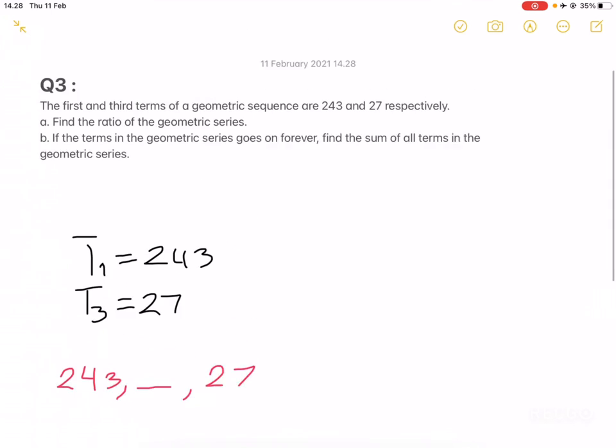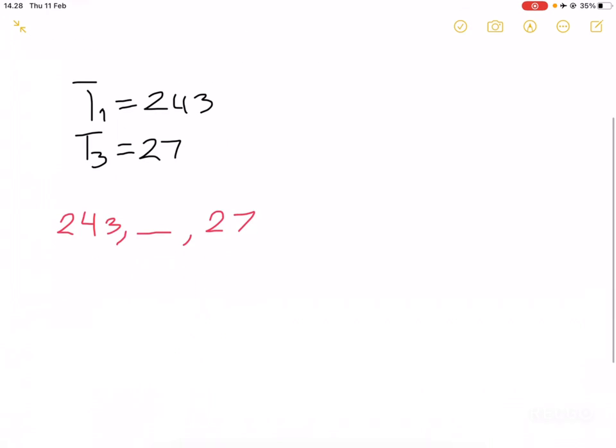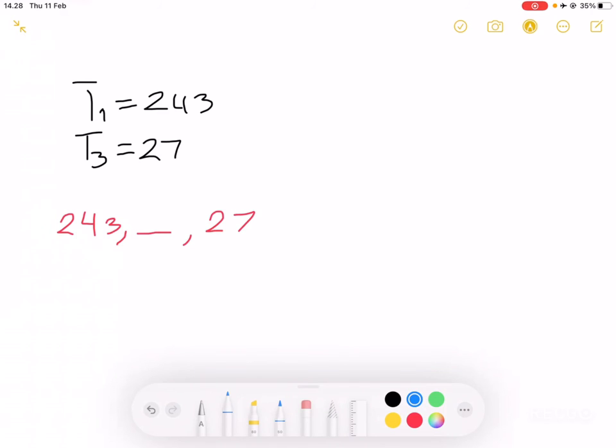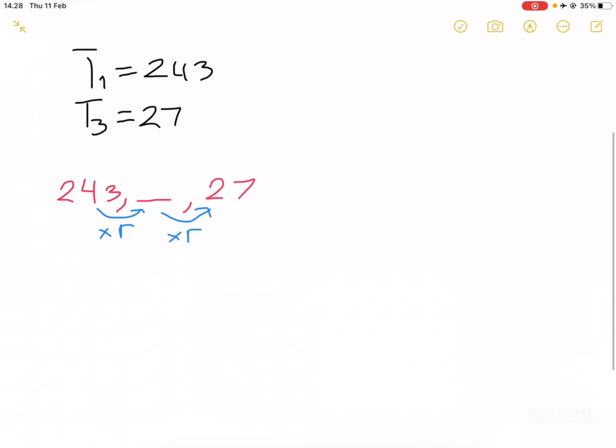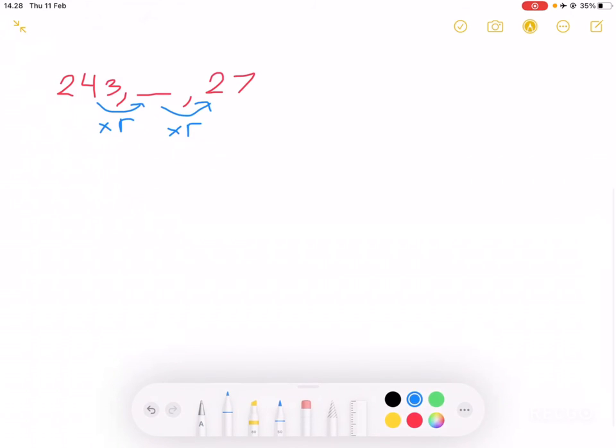So what is part A asking? We need to find the ratio. And typically it's pretty easy, because notice we multiply by, let's just call the ratio R, to get the next term, and then we multiply by this again to get the next term. We can just make an equation out of this. So notice we get 27 by multiplying 243 by R and R times R, which simplifies to 243 R squared.